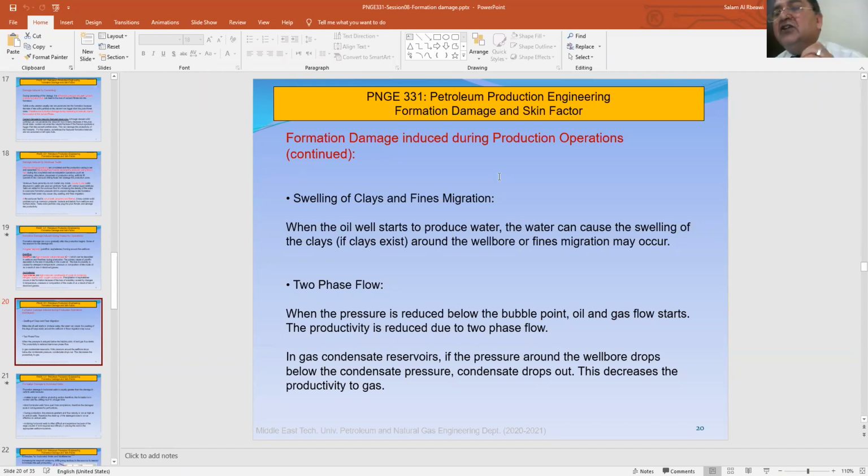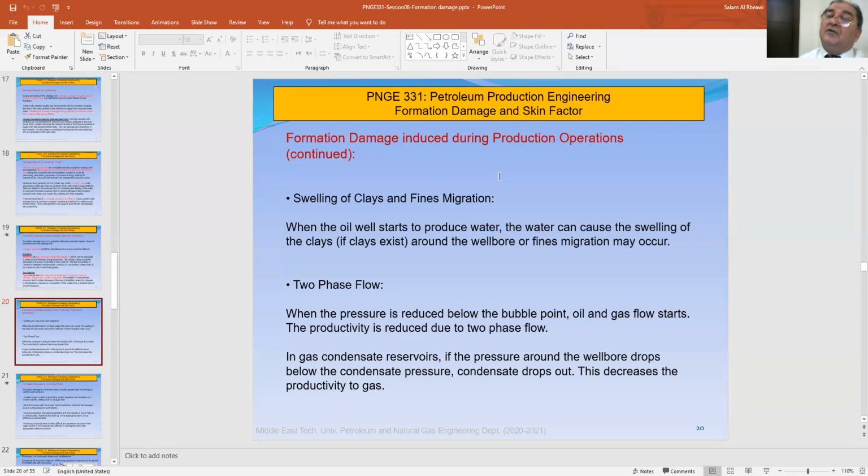The fine migration, especially for unconsolidated sand: the unconsolidated sand grains could move with reservoir fluid when the velocity is really high, okay? And the solid grains, the unconsolidated grains, could precipitate somewhere in the porous media close to the wellbore, and this could cause the permeability change.